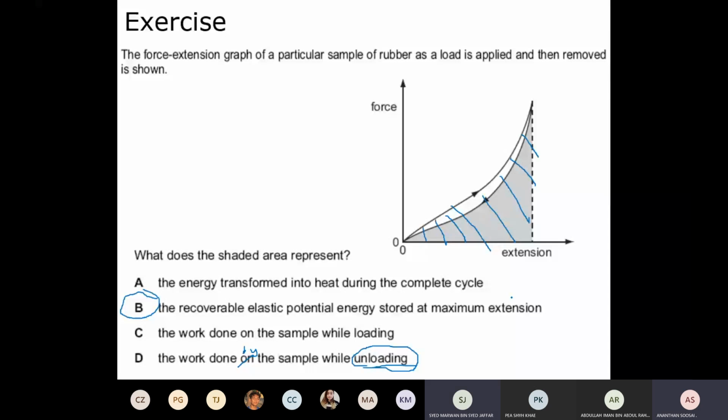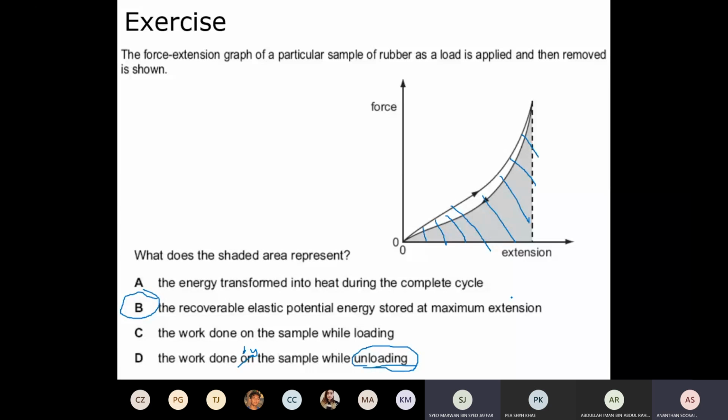What does work done on the sample mean? Work done on the sample means, like you see, when you use energy, when you stretch, you feel tired, or when you let it go back to the original length, you feel tired. When you feel tired, after you stretch it, right?